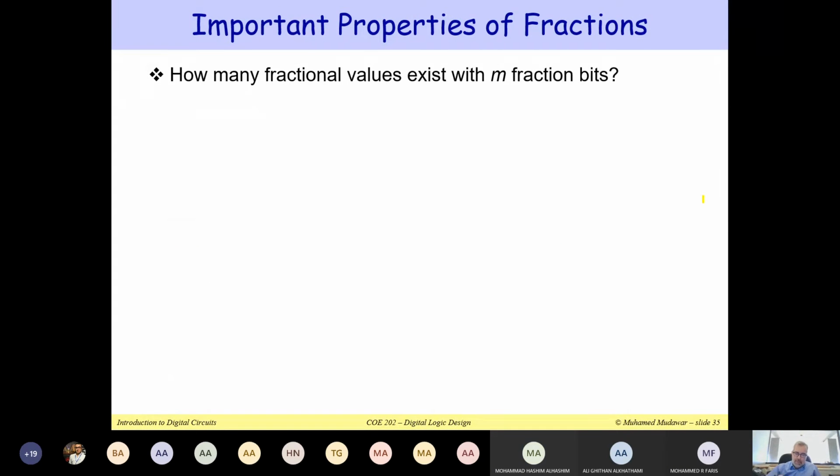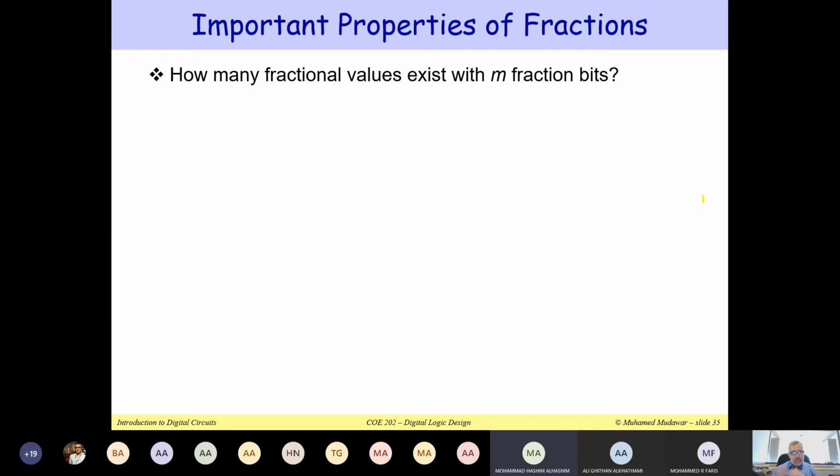Now let me conclude with some important properties of fraction. I'm running out of time. How many fractional values exist with m fraction bits? If you use m bits in the fraction, how many values? Each bit can be 0 or 1. So there are 2 values for each bit, and we have m bits in the fraction. So how many possible fractional values?